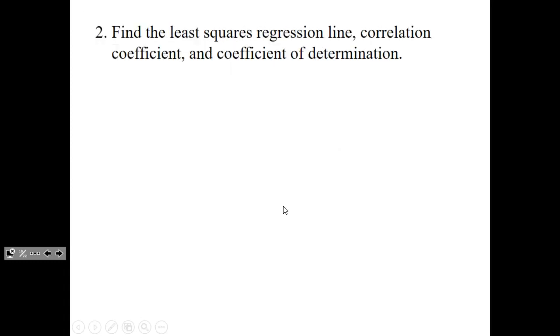Now, I want to find the least squares regression line. It's another name for the line of best fit, the line of least squares, the linear model. All those names mean the same thing. I want to find the correlation coefficient and the coefficient of determination. I said, pause the video. Let's try and do that.